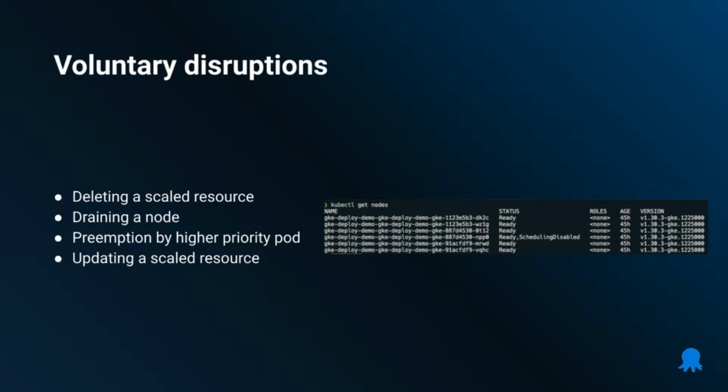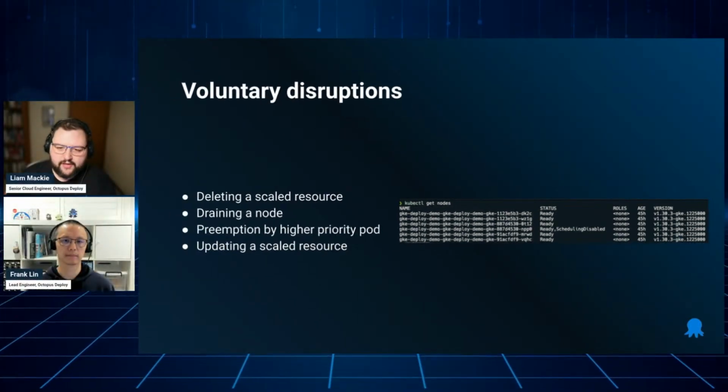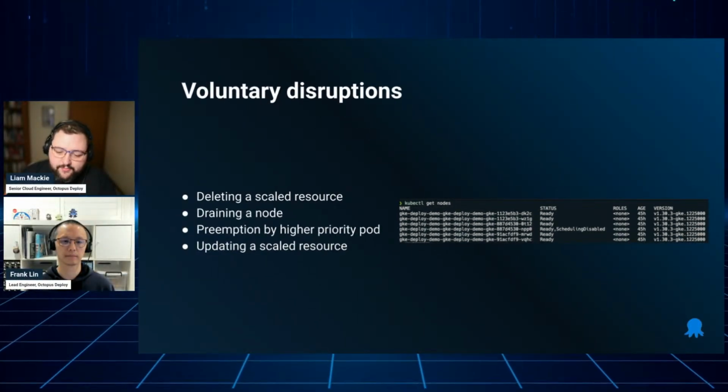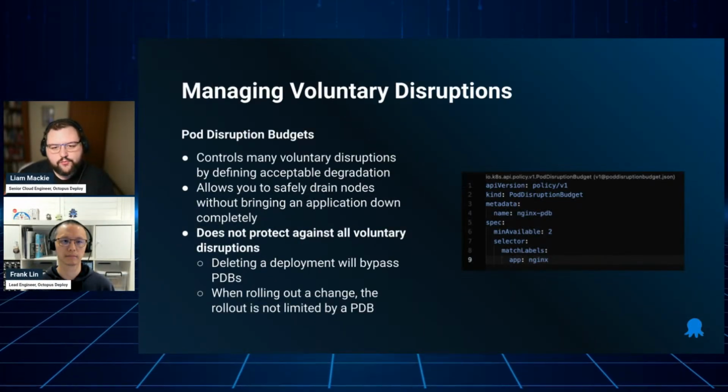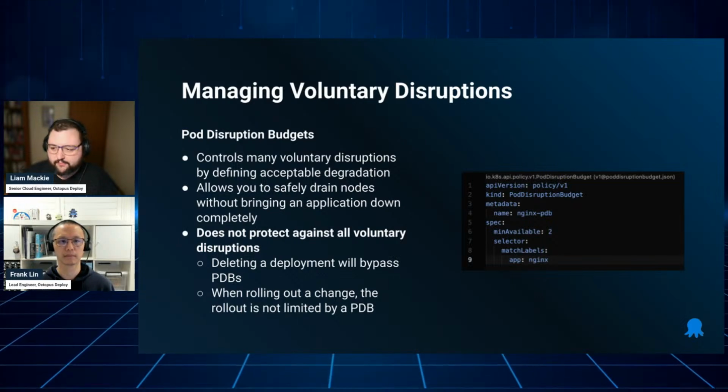Broadly, you're going to have two groups, voluntary and involuntary. Voluntary disruptions are generally administrative actions. You update the cluster, you drain a node, and then you've got an outage now. You can be preempted by a higher priority task, and there are many things that voluntary disruptions end up being caused by. To be able to manage those, you manage them with pod disruption budgets, generally.